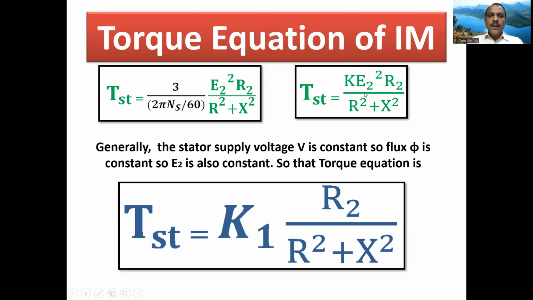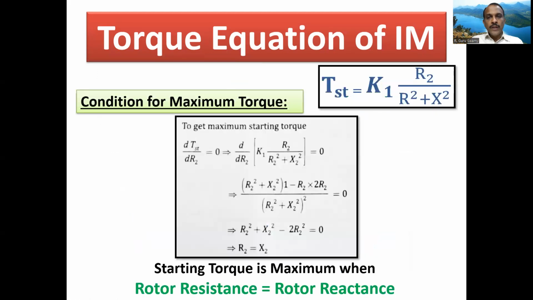Here E2 is always a constant value. I take K into E2 square as K1. So starting torque is K1 into R2 divided by R2 square plus X2 square. This is your starting torque actually, the finalized equation for starting torque.